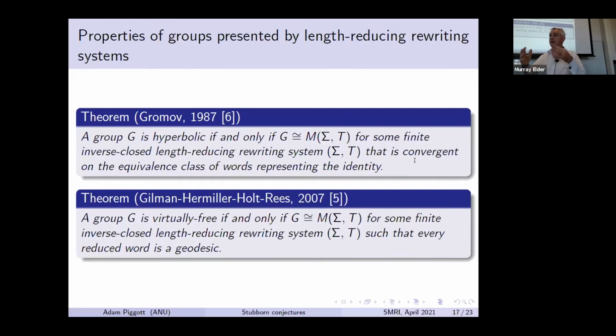And here we see the convergence properties of finite inverse closed length reducing rewriting systems, picking up the difference between those groups. Of course, maybe you'll see in the situation with the virtually free groups, there's a unique geodesic word representing the identity. It's the empty word. Gilman, Hermiller, Holt, and Rees are really asking something more, and so they're getting something less. They're asking for something more from the rewriting system, which means you get a smaller class of groups.